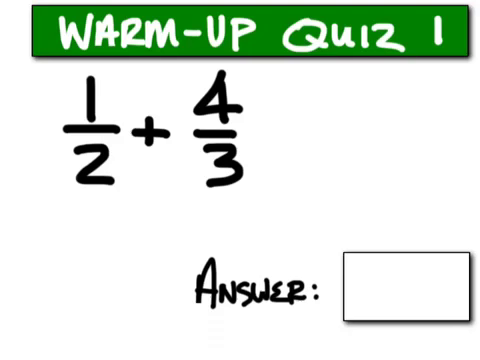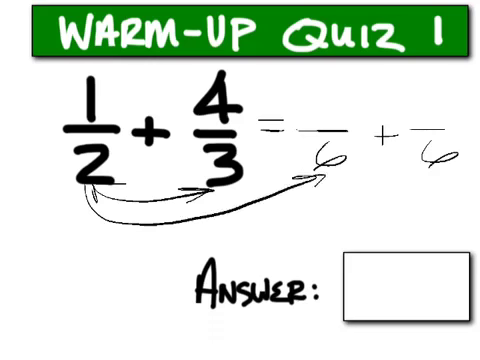No calculators on the warm-up. To add two fractions together, you need a common denominator. The lowest number that 2 and 3 will go into is 6.